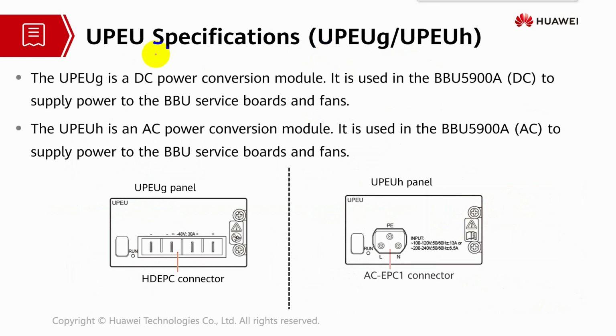So how about this special one? This one is also a power module, but we have the G and H versions. The G version is the DC power conversion module, which is used for the outdoor BBU. For the DC outdoor BBU, it will supply the power to the BBU service boards and fans. And the H version is actually an AC power conversion module. It is also used for the AC outdoor BBU solution that supplies the power to the BBU service boards and fans. So you can see from the diagram, we have both DC and AC power conversion modules.